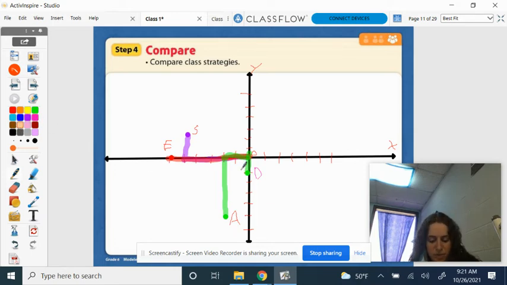Casey, where's the last one? So it's probably 6 to the right and then 5 up. And what letter goes here? M for music. Okay, how did y'all do graphing?